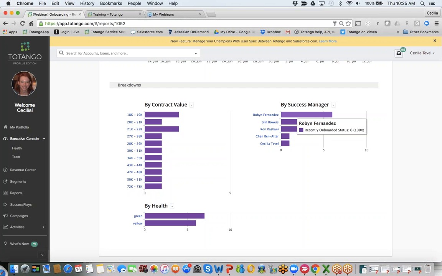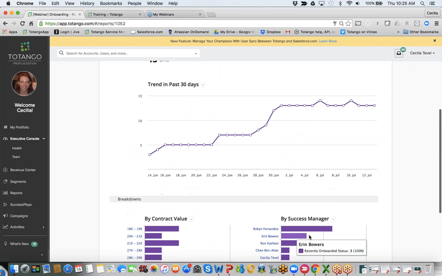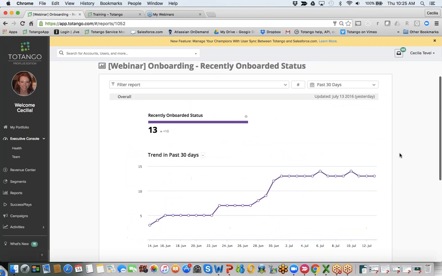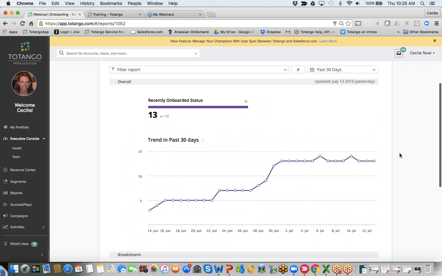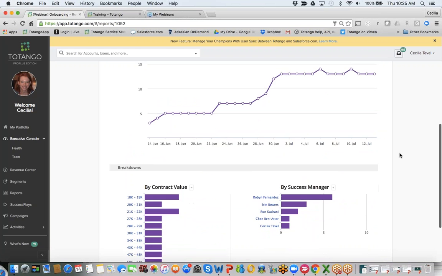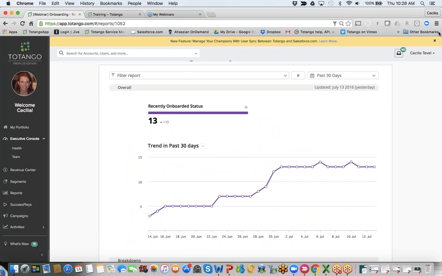Looks like Erin is leading the pack, or Robin, I'm sorry. Looks like she's gotten 6 onboarded recently. Erin has 3. So you can really see how to maybe gamify some of this and get your CSMs to compete internally to get as many customers live as they can, and incentivize them to do so. So that's another way to visualize and track progress, give everybody visibility as to where they are, and how the organization is doing via the reporting capability.